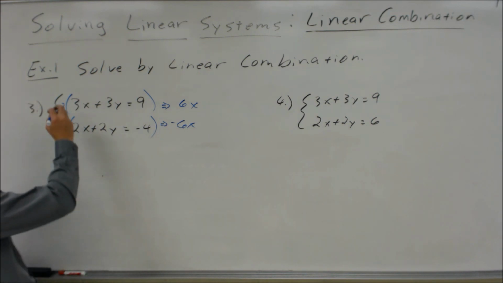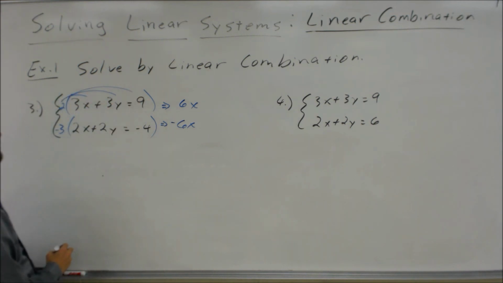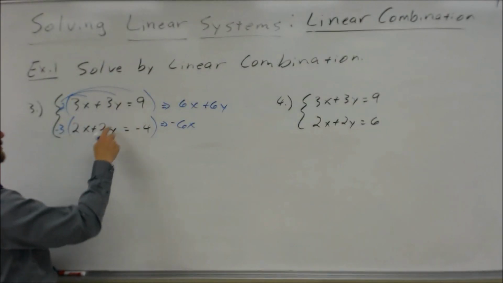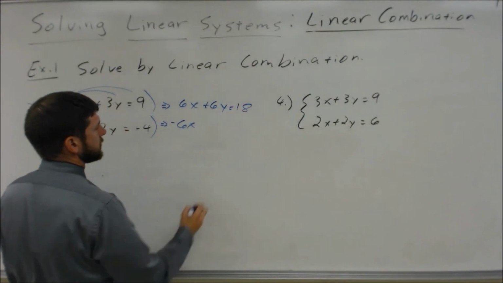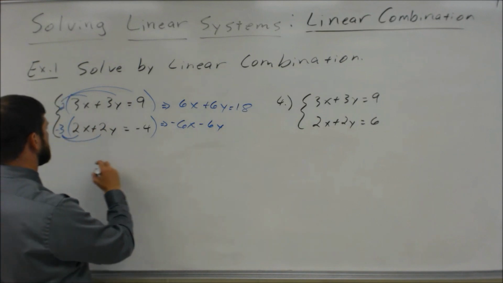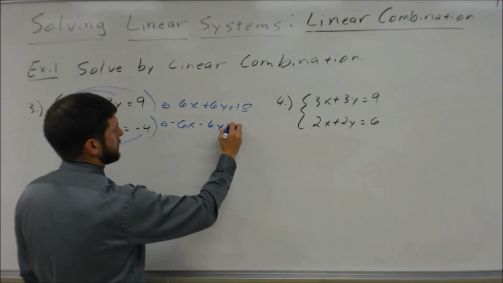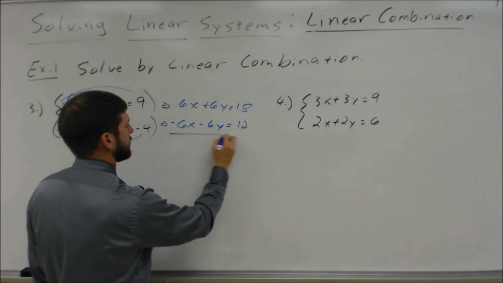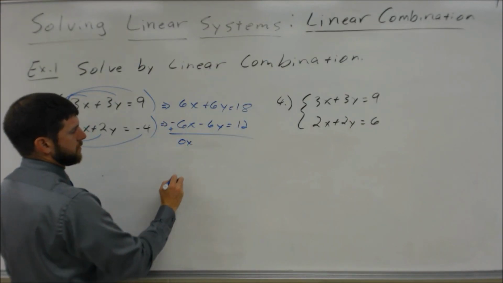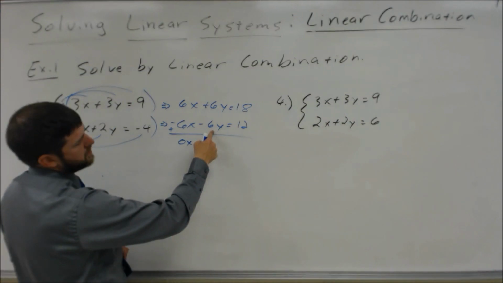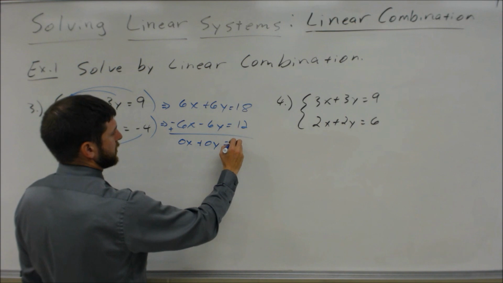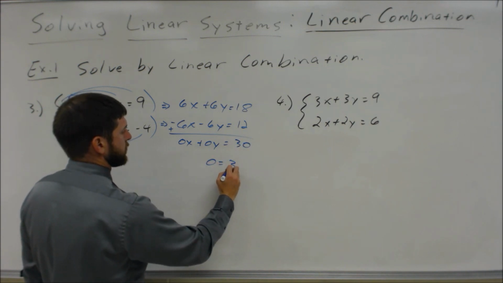So I have my negative 6x, let's finish distributing to do the math. 2 and 3y is 6y. 2 and 9 is 18 from bottom. Negative 6y and positive 12. Next step is add them up. 6x minus 6x is 0x. 6y minus 6y is 0y. 18 plus 12 is 30. So we got 0 equals 30.